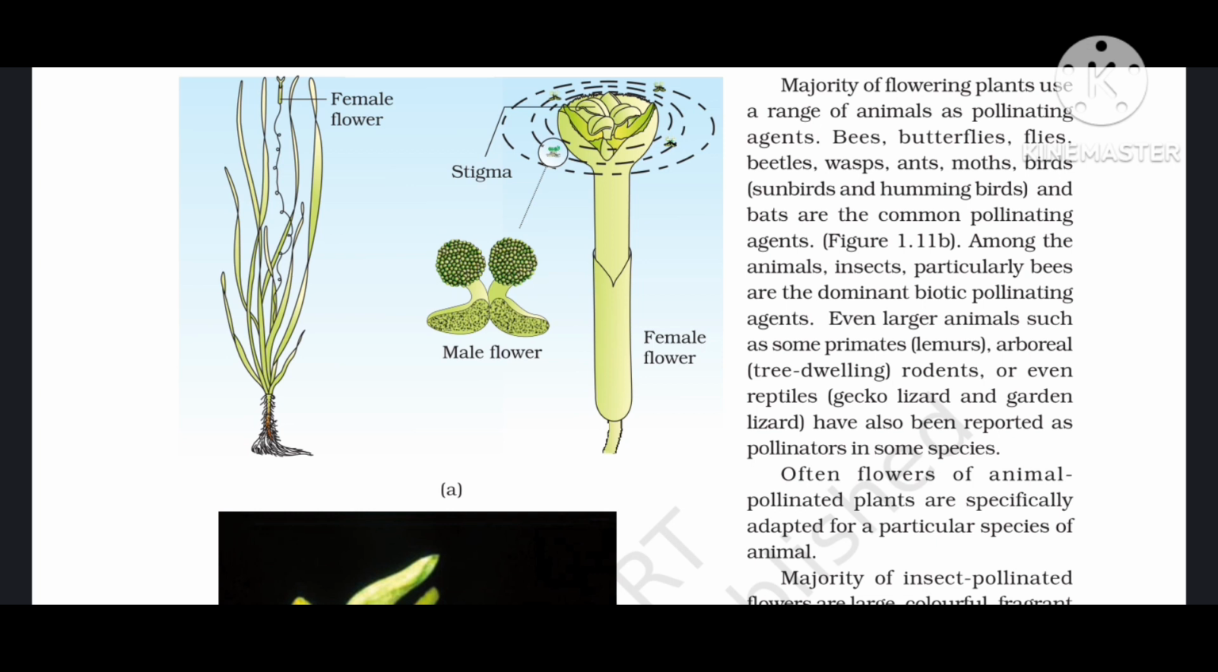A similar relationship exists between a species of moth and the plant yucca, where both the species, moth and the plant, cannot complete their life cycles without each other. The moth deposits its eggs in the locule of the ovary and the flower in turn gets pollinated by the moth. The larvae of the moth come out of the eggs as the seeds start developing.